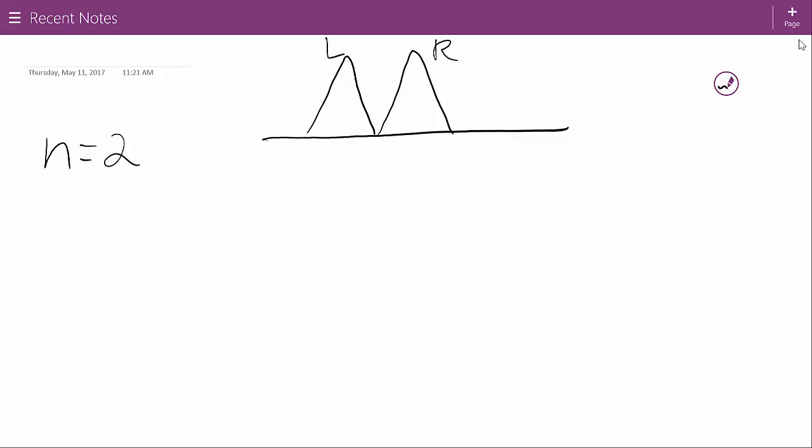One possibility is that both of my observations came from the left side of the distribution, left-left. Another possibility is that the first comes from the left side and the other comes from the right side. Yet another possibility is right-left, and the last possibility is right-right. Make sense?